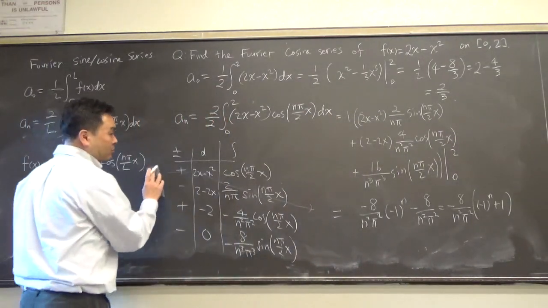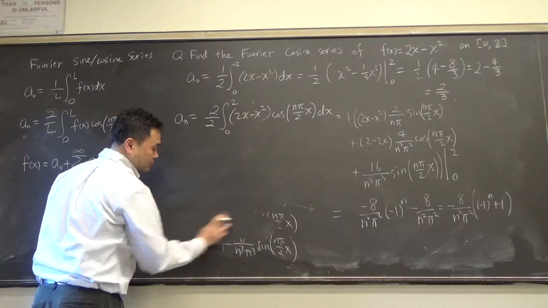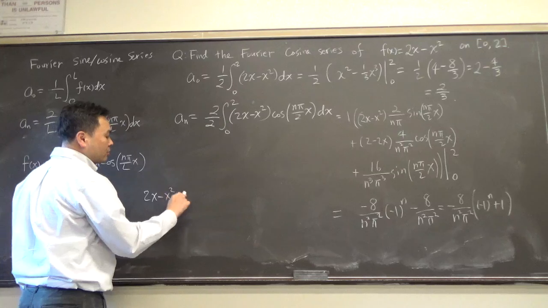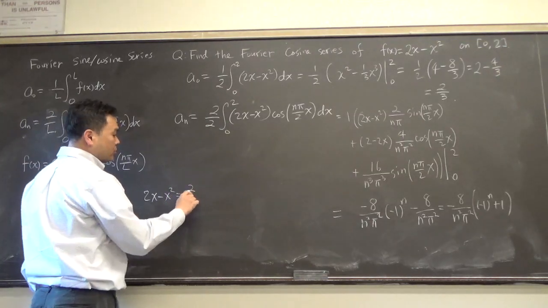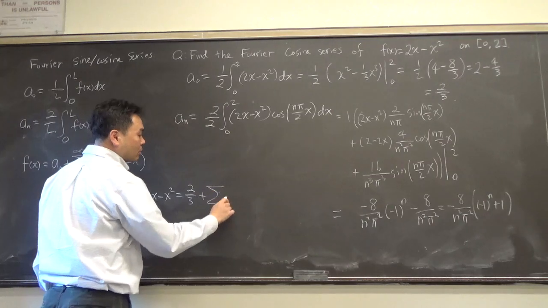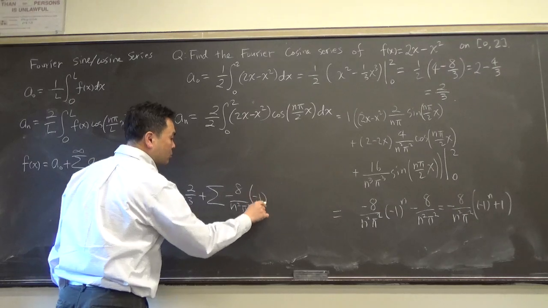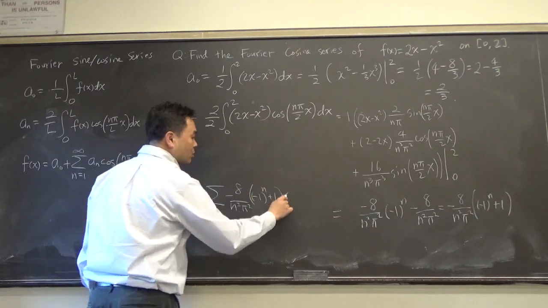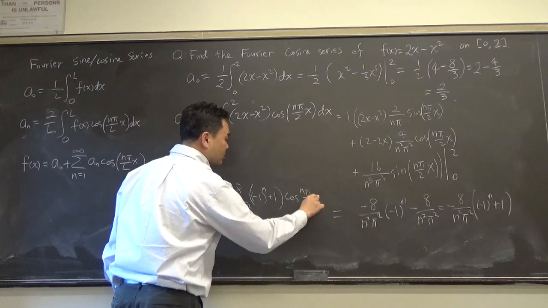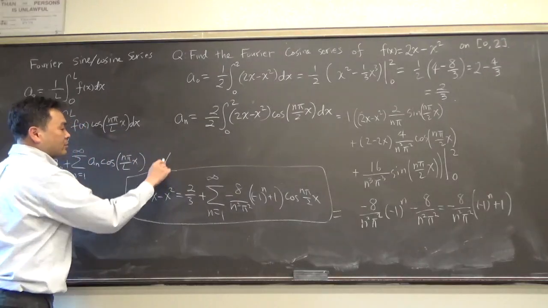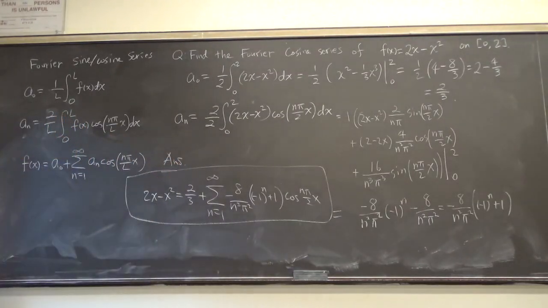So now the final answer would be that 2x minus x squared is equal to 2/3 plus summation of negative 8 over n squared pi squared, negative 1 to the nth power plus 1, cosine n pi over 2 x, n from 1 through infinity. So that's the answer. Any mistakes? I think this is correct.